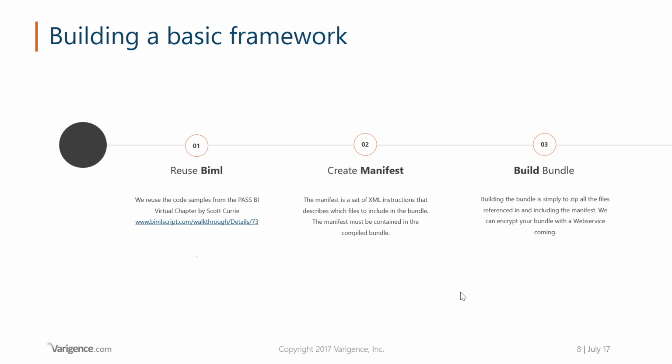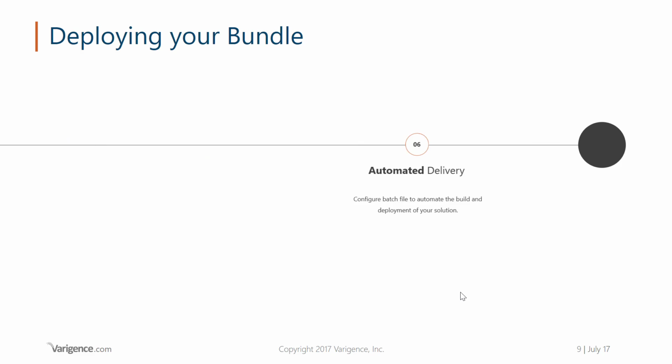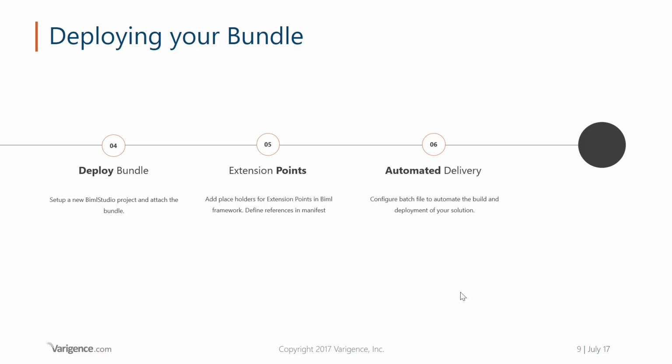Taking that Biml, I'll then go over real quick and create a manifest, which is effectively just an XML file. We'll then have a little batch file that builds that bundle. And then we'll deploy the bundle to the project that we're going to be deploying to the customer. We'll open that bundle up, look around it a little bit, and then I'll go back. I'll add some extension points and talk through extension points for you.